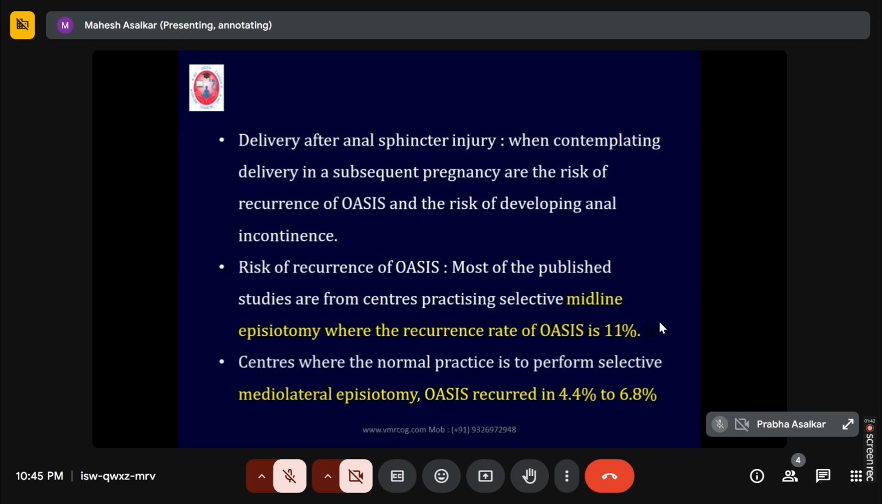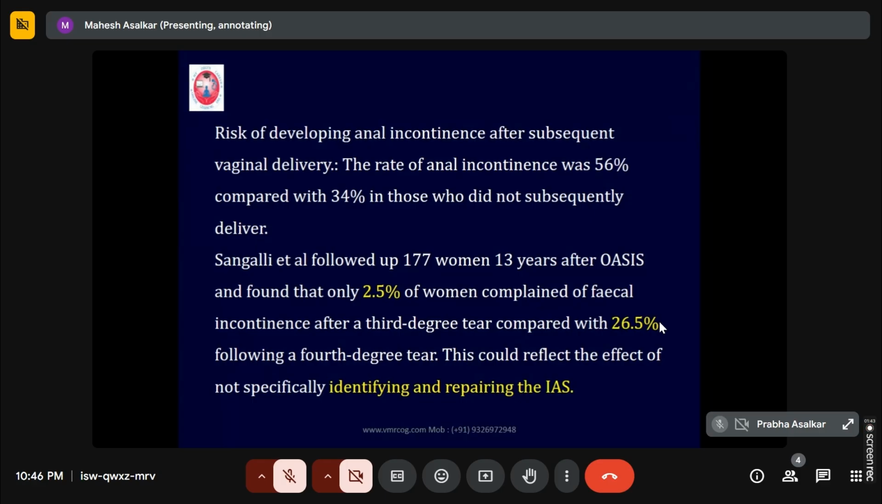So if you have a question, please read what information is given, whether they are asking after the midline episiotomy or whether they are asking after the mediolateral episiotomy. After mediolateral episiotomy, it is 4.4 to 6.8%. So you need to note this down in your notebook. Okay. Risk of developing anal incontinence after subsequent vaginal delivery. The rate of anal incontinence was 56% compared with 34% in those who did not subsequently deliver. Okay, so anal incontinence will be higher.